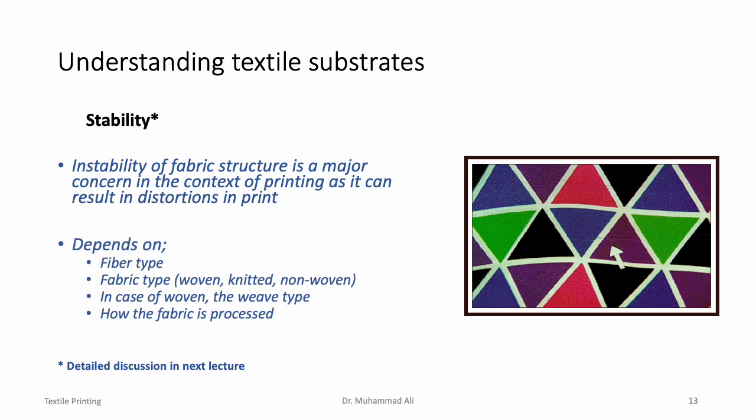If the fiber is hydrophilic in nature, you will generally expect it to be more stable. Then of course the stability depends on the fabric type, whether it's woven, knitted, or non-woven. Woven fabrics are generally considered to be more stable. In case of woven fabrics, different weaves can have different stability, and the overall stability of a fabric also depends on how the fabric is processed before printing. So if a lot of stresses are applied on the fabric during pre-treatment, let's say, then you would expect it to be dimensionally unstable by the time it's taken to the printing process.